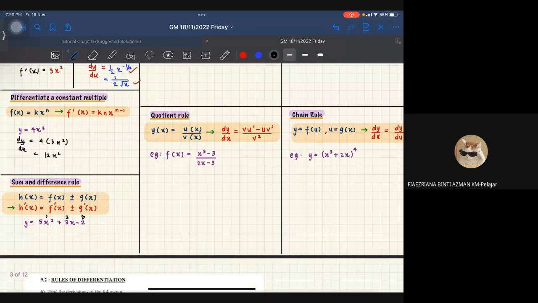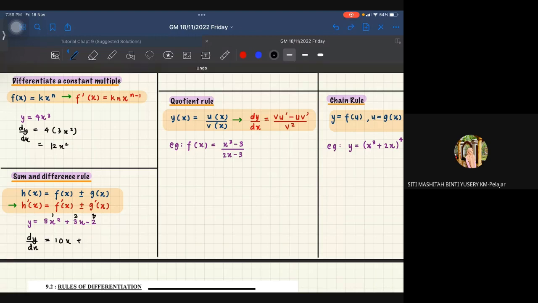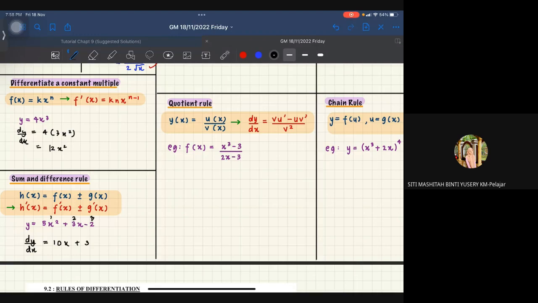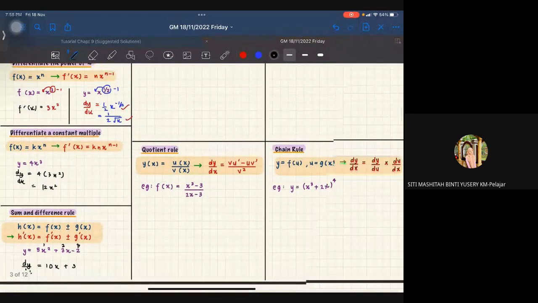Okay, so once you differentiate, awak mesti tukar awak punya subject, dy over dx. Okay, so awak akan dapat apa kat sini? So, what do we get over here? Apa jawapan awak kat sini? 10x plus 3, exactly. Okay, so ini sahaja yang kita akan dapat. Okay, so this one I believe you have mastered this, right? So saya pergi terus kepada rule yang lain.